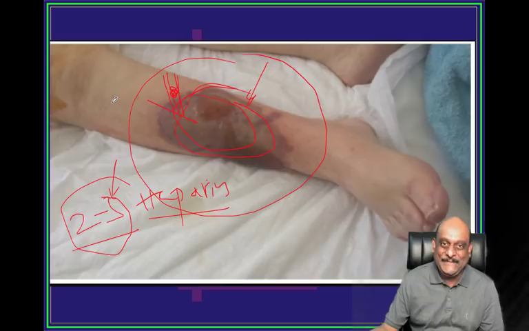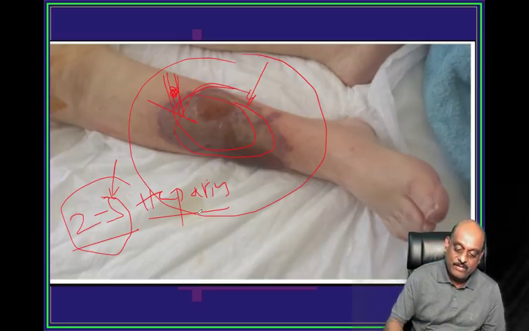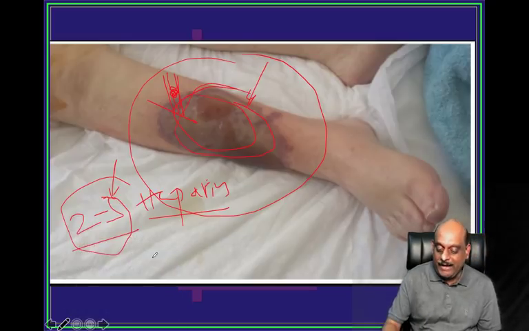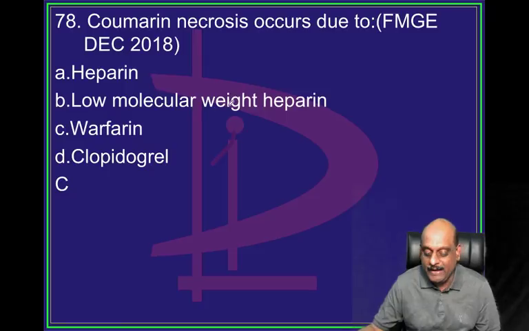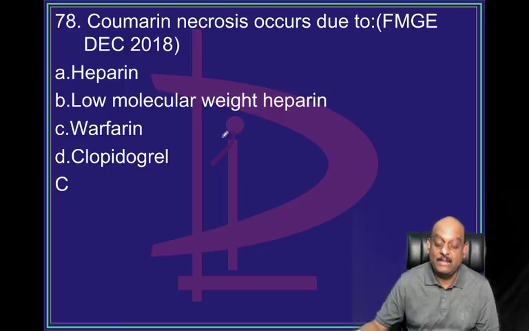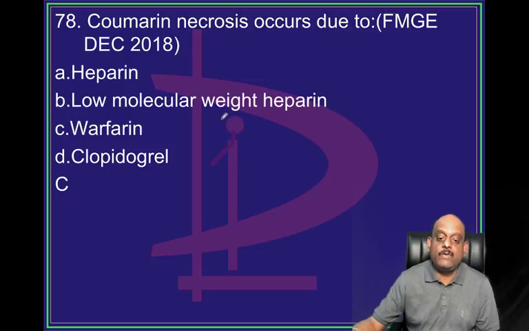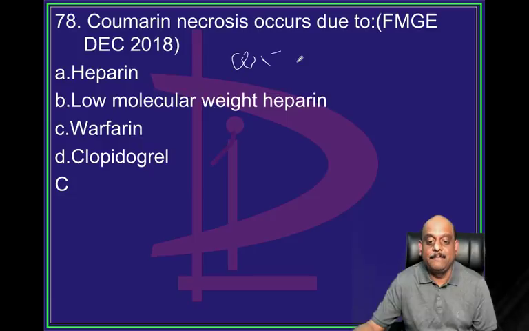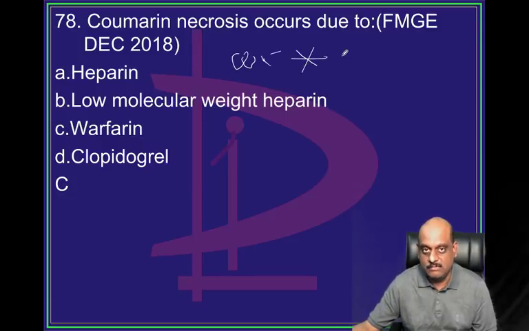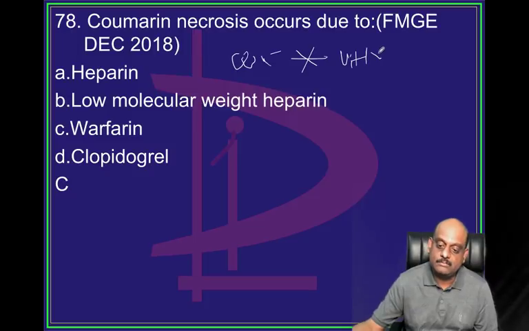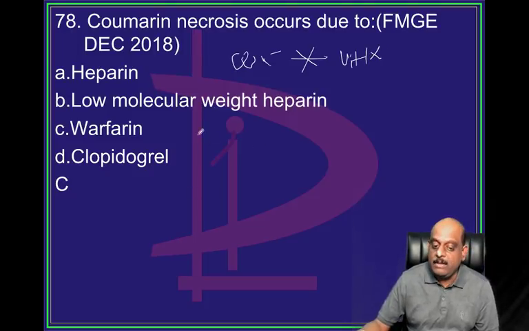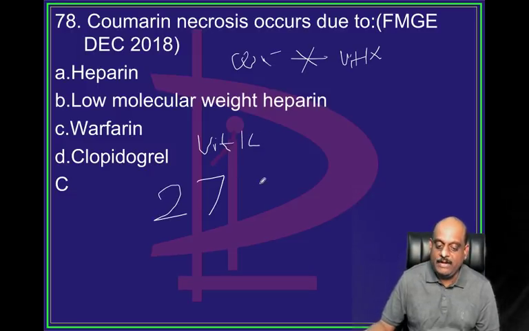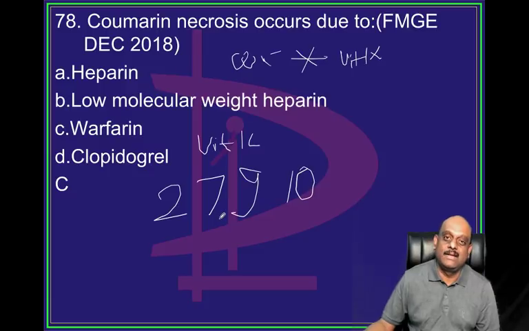Now ask the question, sir. वारफरिन होता है एंटीकोएगुलेंट ना, अगर वो दिए तो क्लॉट क्यों फॉर्म हो रहा है? There is a reason. First of all, how does warfarin act, doctor? Warfarin is an anti-vitamin K. Agreed? Now, what are vitamin K dependent factors? Vitamin K dependent factors: 2, 7, 9, 10. They are all what?